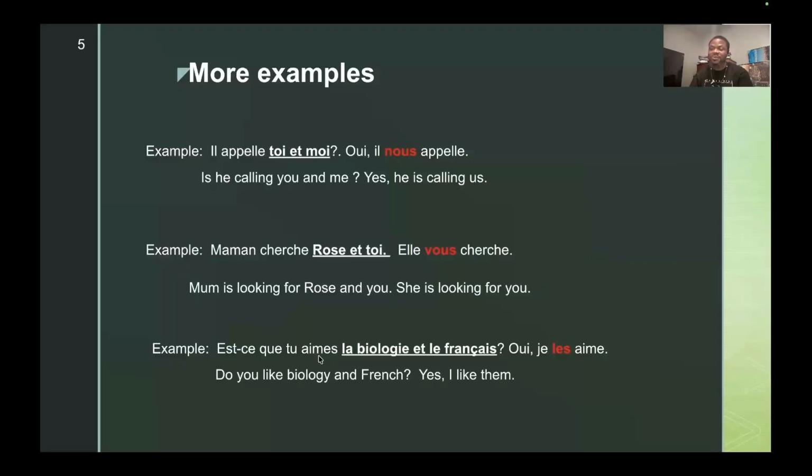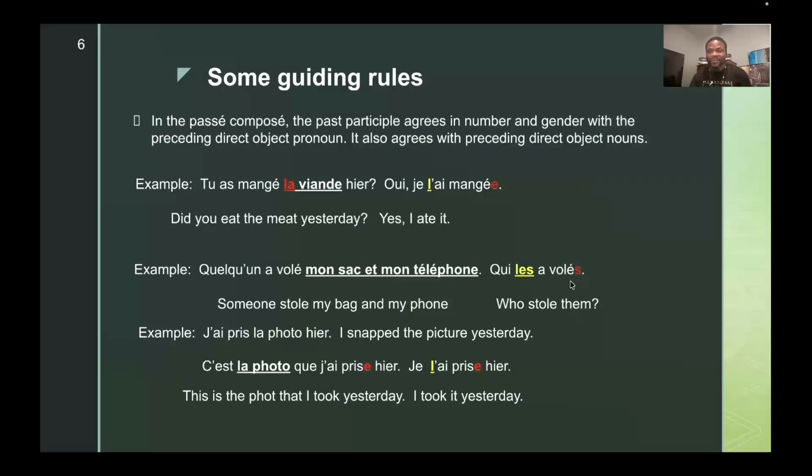Est-ce que tu aimes la biologie et le français? Do you like biology and French? Yes, I like them. Oui, je les aime. Yes, I like them. D'accord? Oui, je les aime. Ça va? All right, so let's continue with some rules.